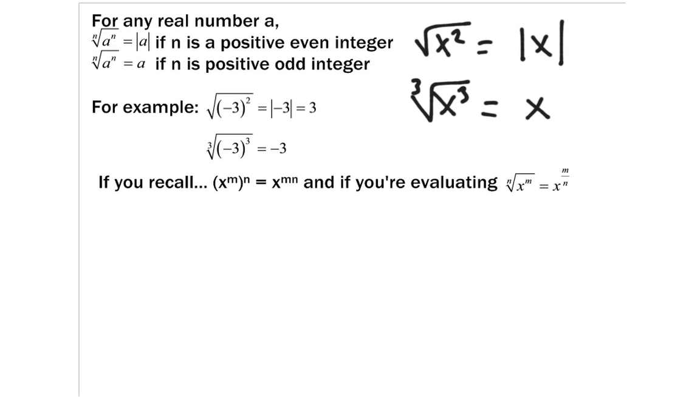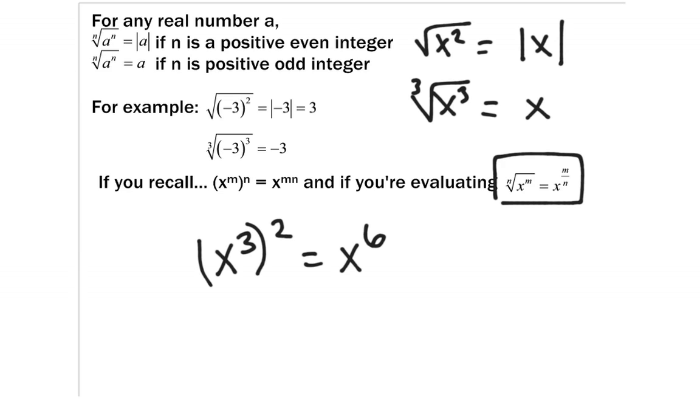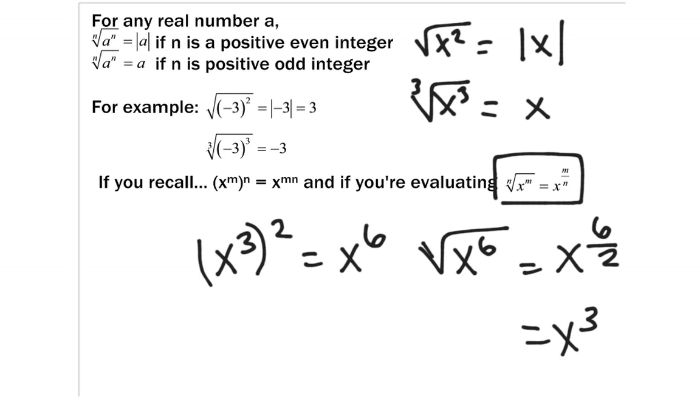Our main principle we are using here today when we're working with variables is, as you may remember, when you raise a power to a power, for example, if I take x cubed and square it, we multiply 3 times 2 and end up with x to the 6th. So if I'm doing the inverse operation, which in this case would be taking the square root of x to the 6th, we would take that power of 6 and divide by 2, or in other words, end up with x to the 3rd.